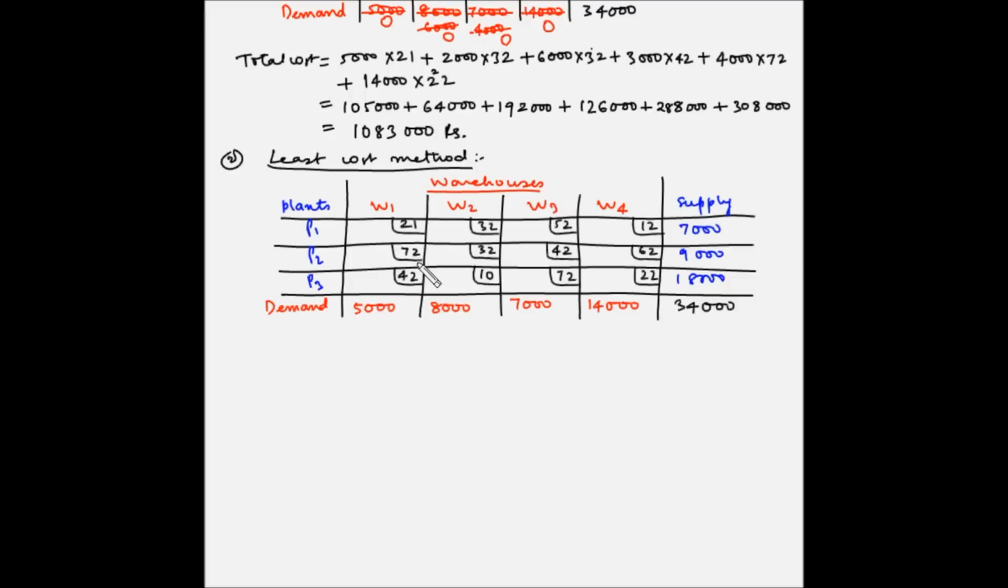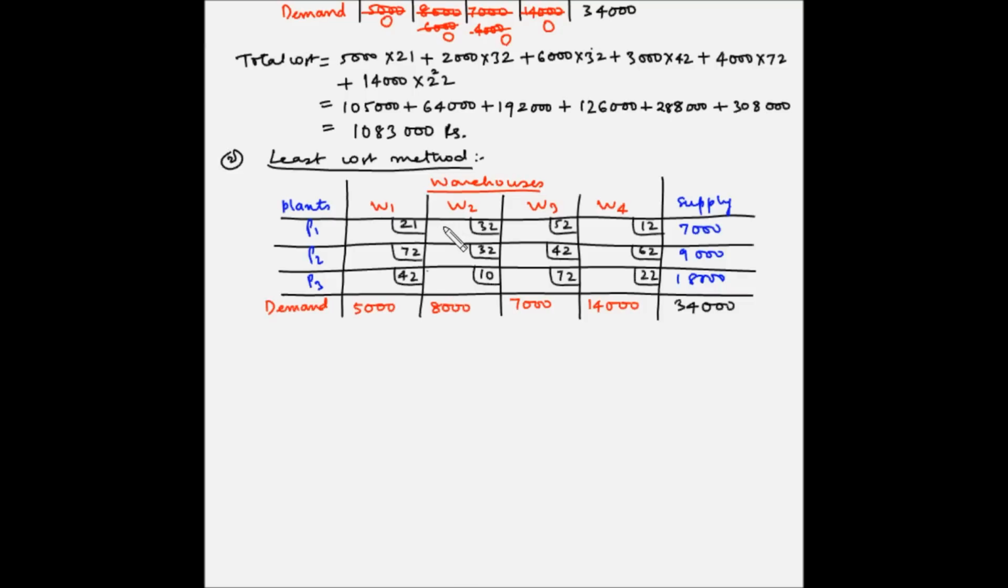So this is the transportation table given in this example. Now the first step in the least cost method is to evaluate the transportation cost and select the square with the lowest cost. So the cost is given in this black color. So the lowest transportation cost is 10 for the square P3W2. So we'll select this square first.